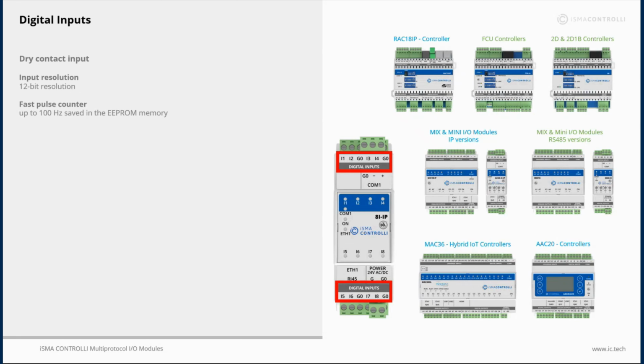Going forward, we have the digital inputs, which are great for metering applications. The difference is those have a fast pulse counter, so they can count pulses from the meters with up to 100 pulses per second, and store the values safely in the EEPROM memory of each module.